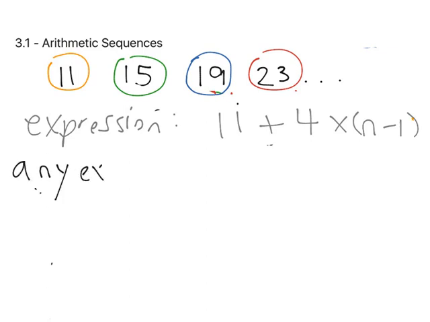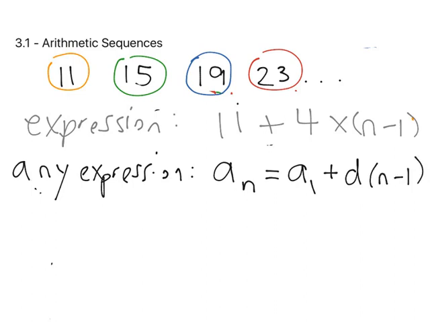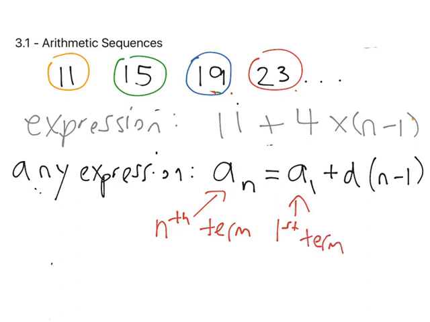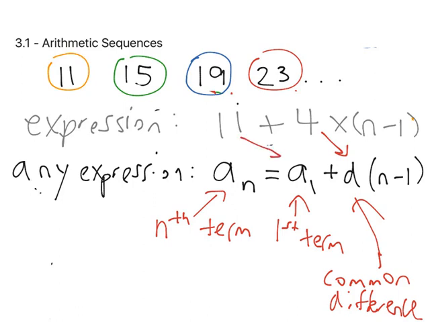That's just for this one. In fact, for any expression, we can use a sub n equals a sub 1 plus d times n minus 1. Notice that there's really a multiplication here, but we don't really have to write it because when there's no multiplication sign, it means multiply. So this is d times n minus 1. This is the nth term, any term. This is the first term. This is the common difference. Common difference means how much we're going up every time. So in this sequence, we're going up by 4, so d is 4. And 11 is the first term. Okay?